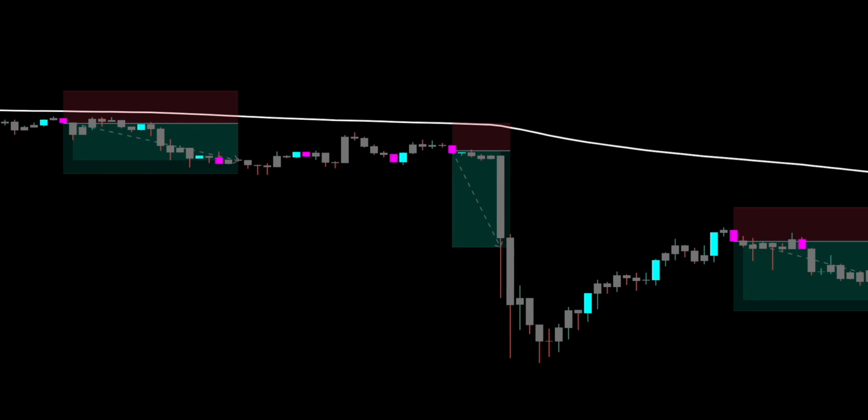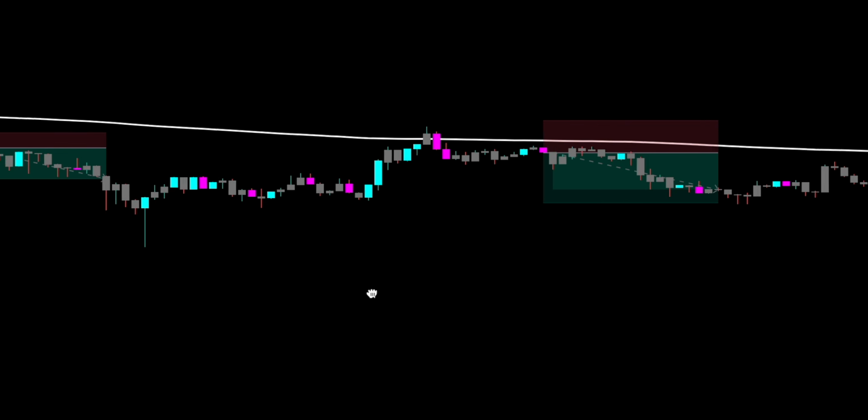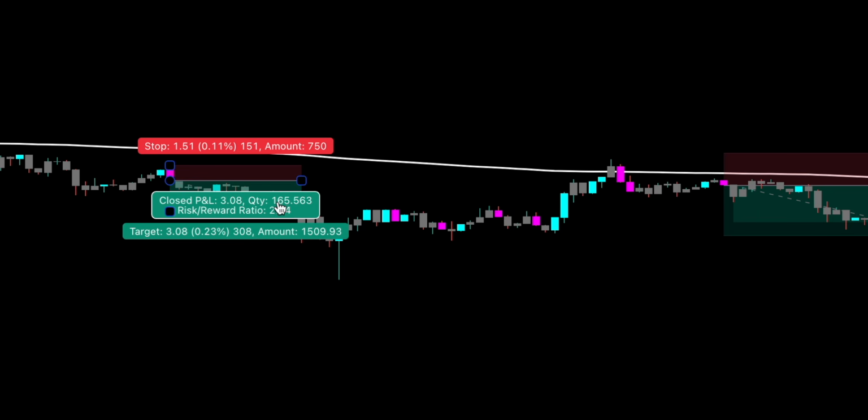Do you want to make profits like this almost every single time you click the buy or sell button? I'm sure your answer is yes, because who doesn't? So what's the secret, you might be asking?